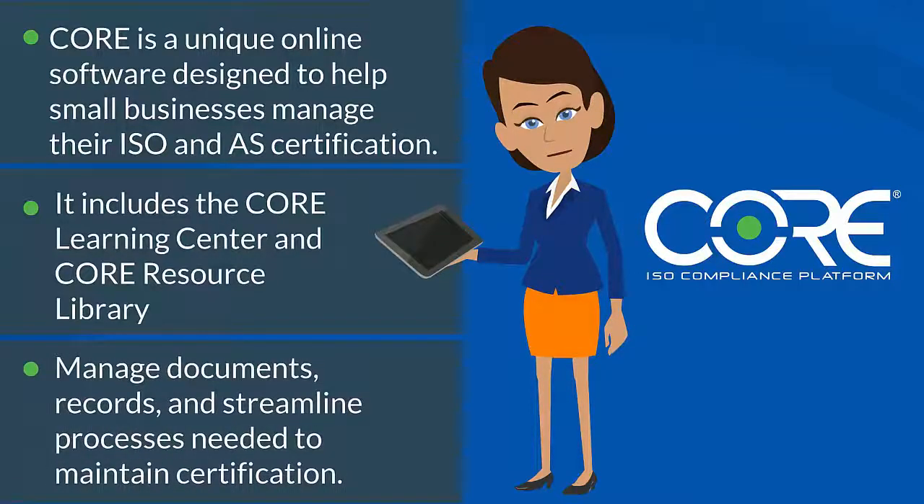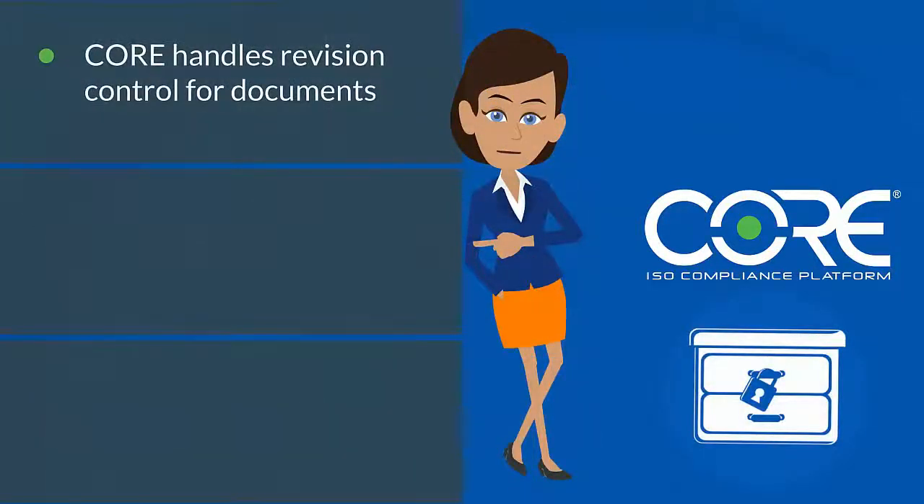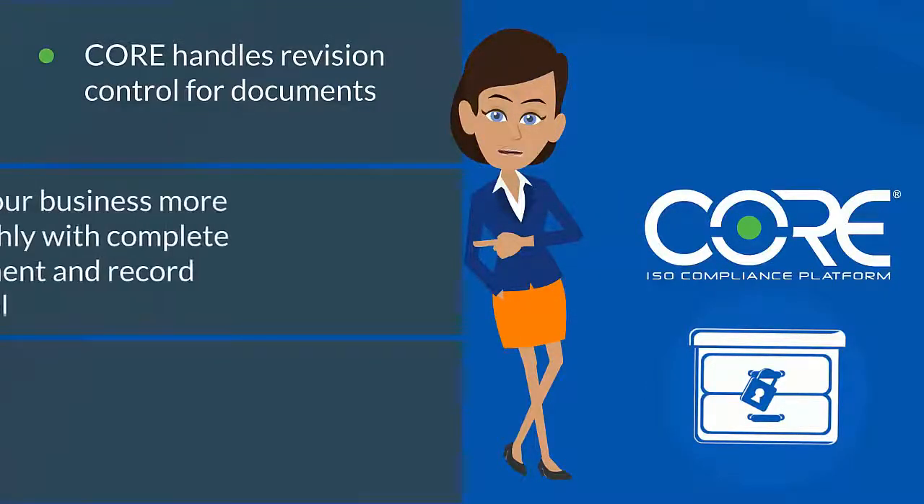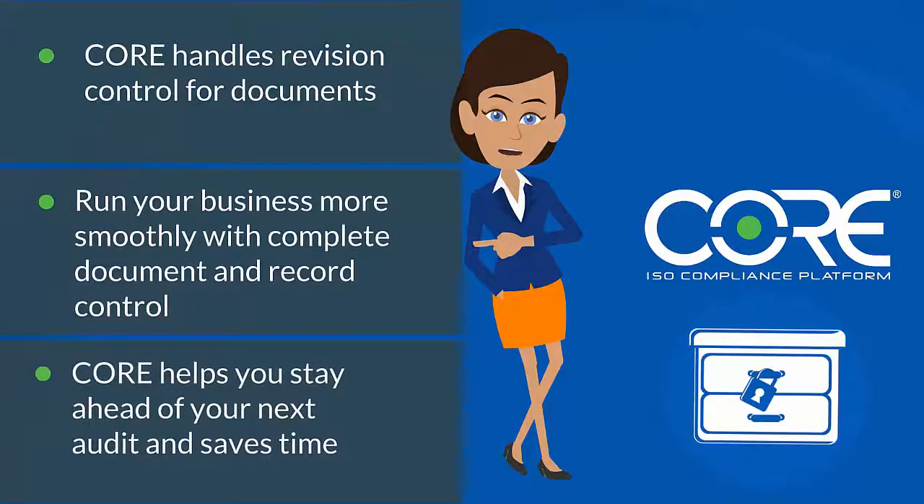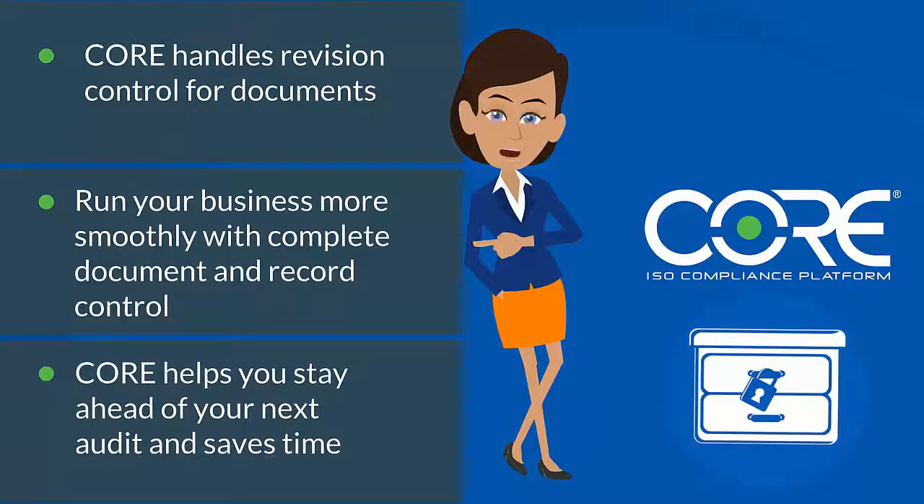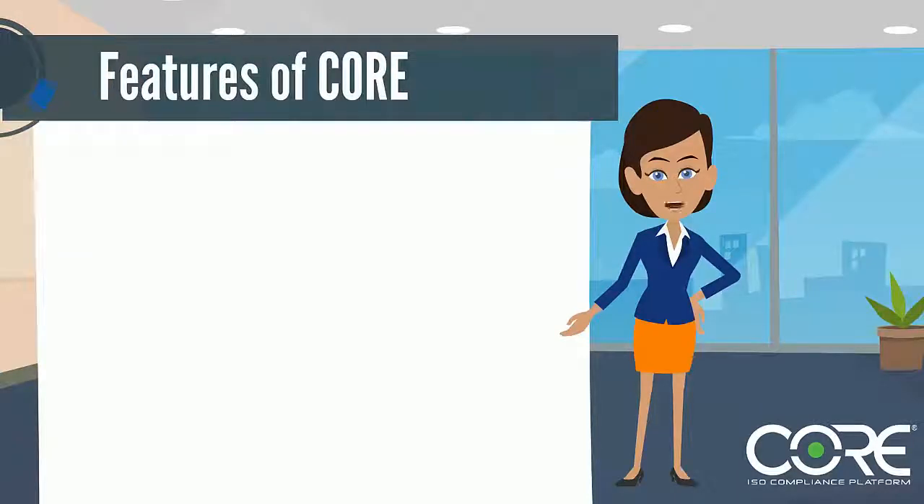In Core, you can manage documents, records, and streamline processes needed to maintain your certification. Core handles revision control for documents, which is an important ISO and AS requirement. You can run your business more smoothly with complete document and record control in Core. Core helps you stay ahead of your next audit and saves time during the audit. Let's take a quick look at some of the features of Core.